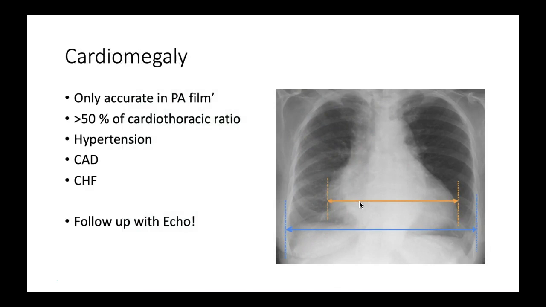Here's someone who has cardiomegaly. Remember what I told you, you would only accurately diagnose this in a PA film. If you notice that their cardiac silhouette is greater than 50% of the cardiothoracic ratio, and this was one of your findings, then you would want to follow up this patient with an echo, unless they were already diagnosed with cardiomegaly or heart failure or something like that.